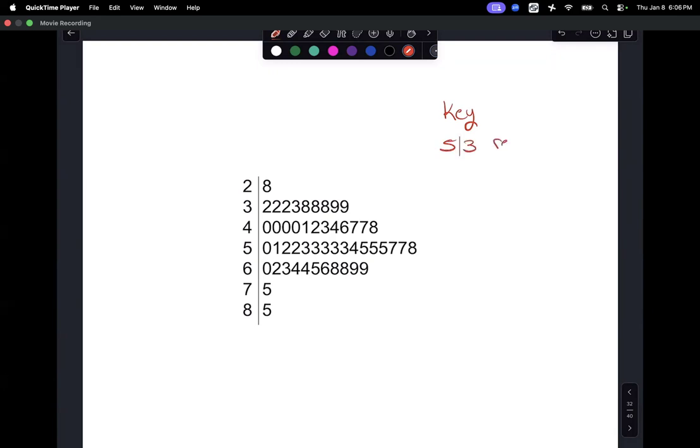3 represents 5.3%. That's weird. That was a lovely spelling. So you have to have the key because otherwise someone's going to look at this and be like, I have no idea what this big jumble of numbers means.